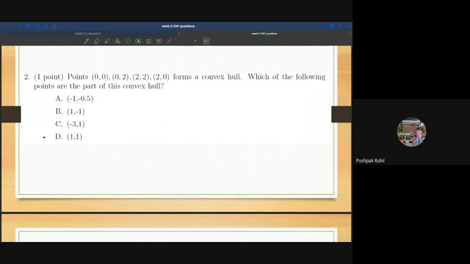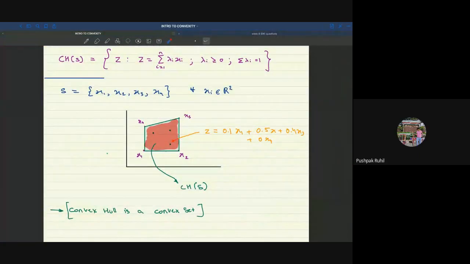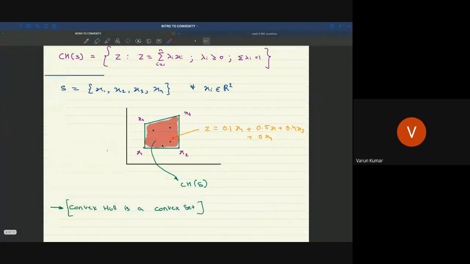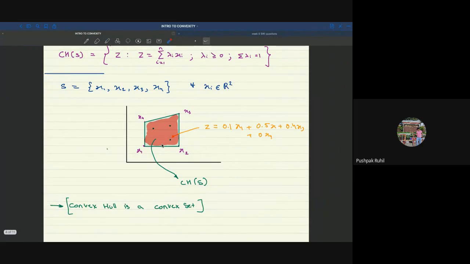Yes, Varun. You said it has to be inside that space. If something is on the line connecting x1 and x2, is that also part of it? It is included. Yeah, I mentioned it. Even the boundary points are included. Okay, got it.